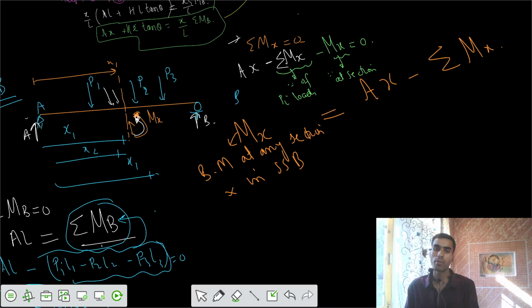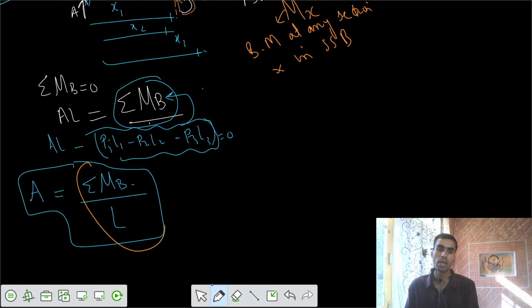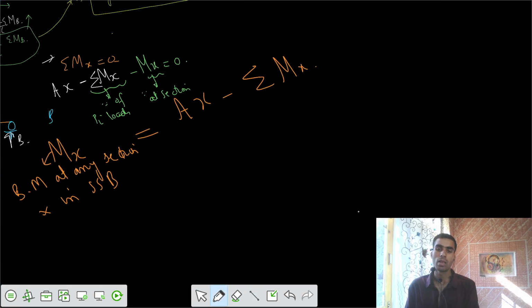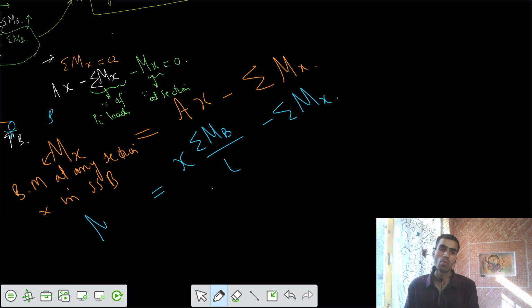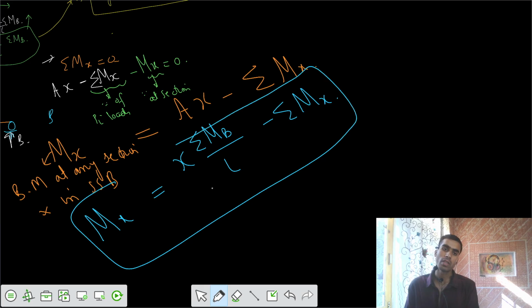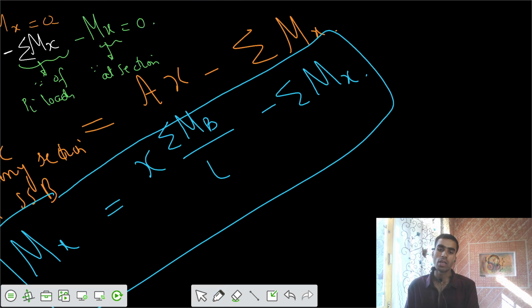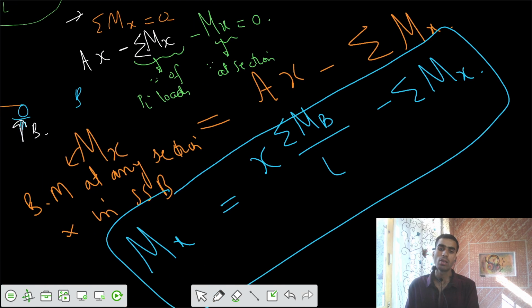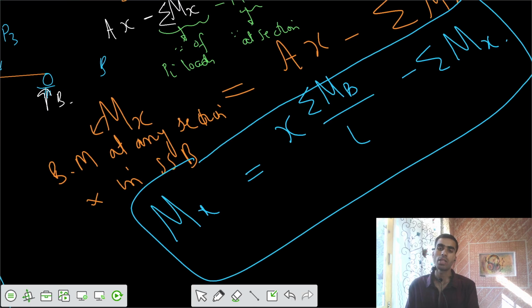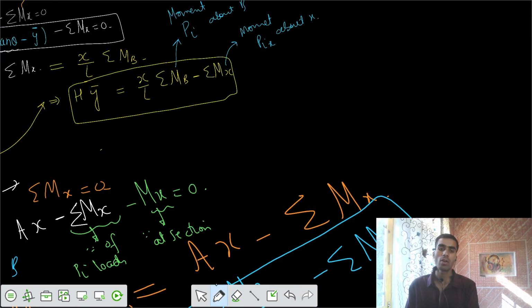And if I substitute the value of A, which equals summation Mb by L, I would say summation Mb by L into x, then minus summation of Mx. That is your moment at any x. So I got this equation, and initially I got one more equation when we studied the cable: x by L of summation Mb minus summation of Mx. Here we also got x by L of summation Mb minus summation of Mx.